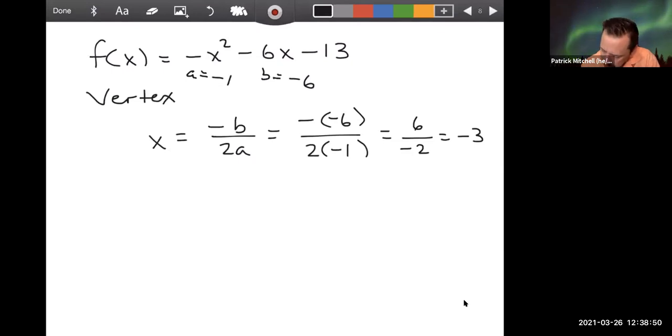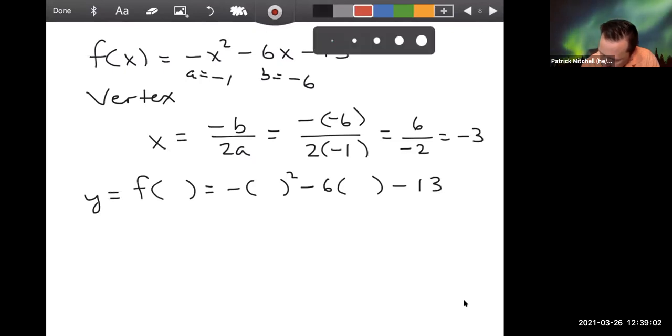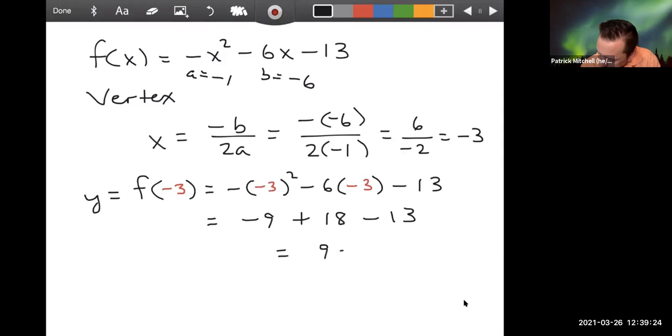So now I just have to put that number back into the function. Okay, -3, -3, -3. Be careful with your signs. The square of -3 is 9, but there is an extra minus sign outside, so this is a -9. This is plus 18, minus 13. That comes out to 9 minus 13, which is -4. The vertex is -3, -4.